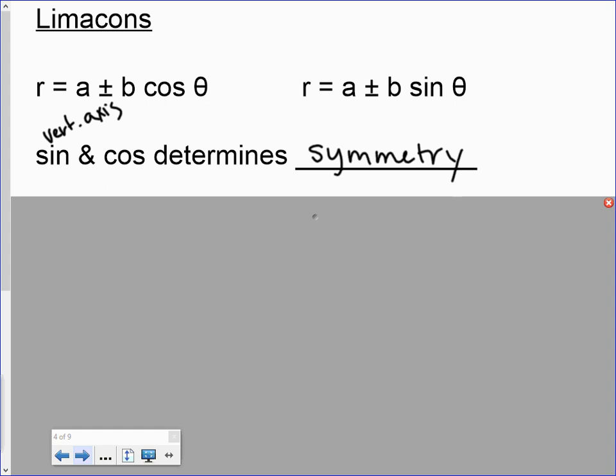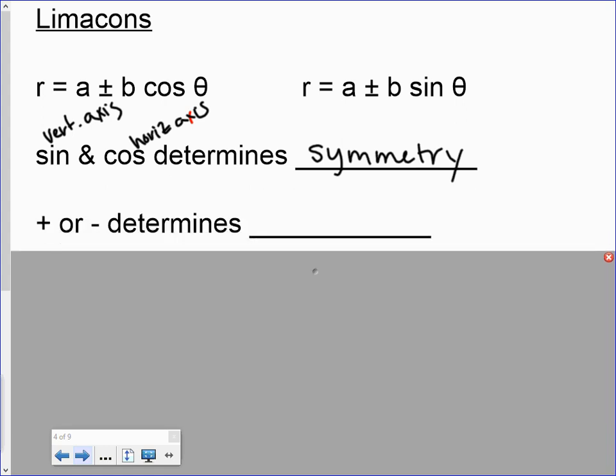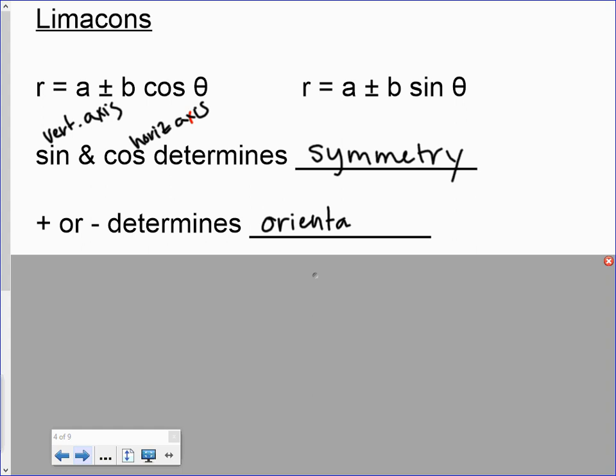Cosine will always be symmetric to your horizontal axis, or what we would call in this chapter the polar axis. So sine and cosine will determine symmetry, and it's the same symmetry you saw with circles and rose curves yesterday. To determine the orientation of your graph, you're going to look at whether the equation is using the plus or the minus.